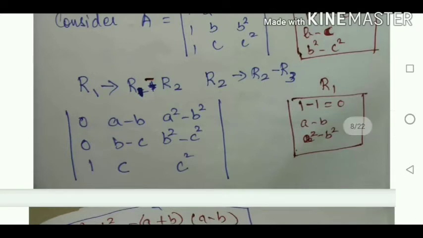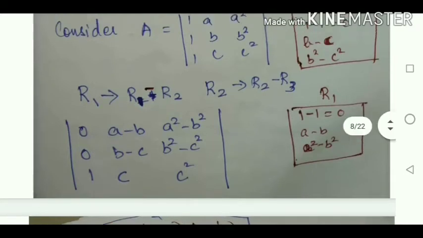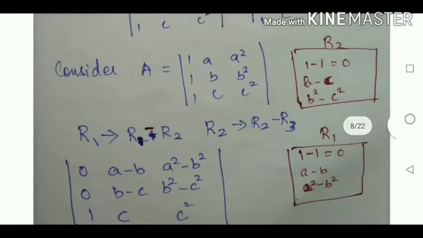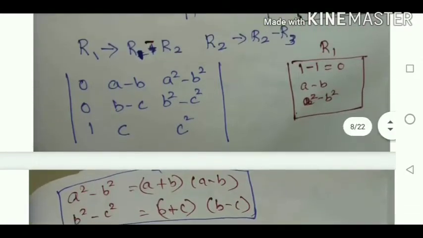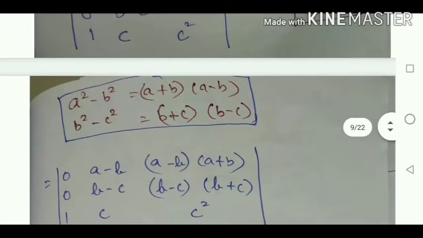Whenever the question is given like this, you first change the first row and second row only. There is no change in the third row. Then here we may apply the formula. a square minus b square means a plus b, a minus b. b square minus c square means b plus c, b minus c. So I am applying the formula.